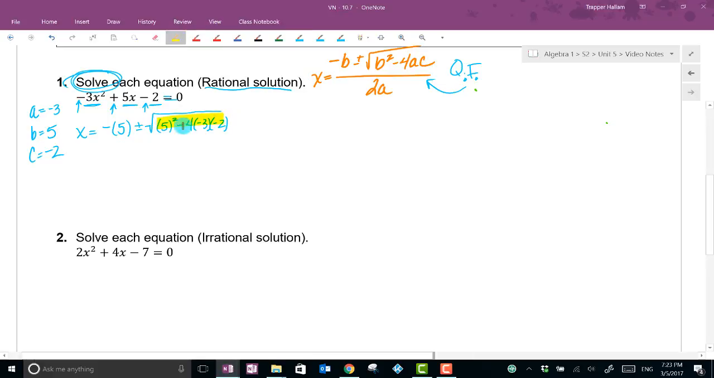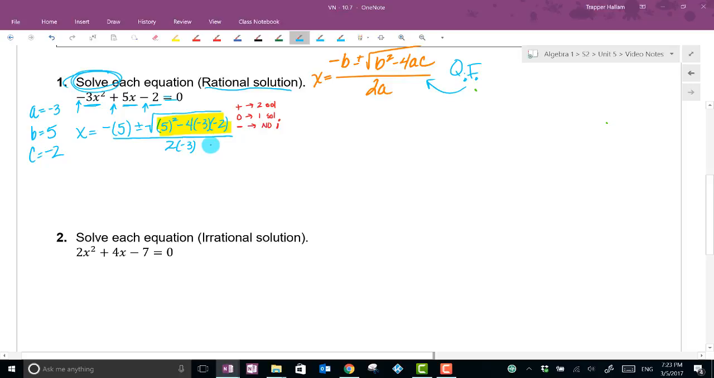Just to point out, this is our discriminant. So if this comes out to be positive, there are 2 solutions. If it comes out to be 0, there's 1 solution. And if it comes out to be negative, we're going to find no solutions, or imaginary solutions, with an i. Okay, so that's how you're going to tell where we're going to end up with this. All right, so that part's done. Let's go ahead and do all of that divided by 2 times our a value, which is -3.